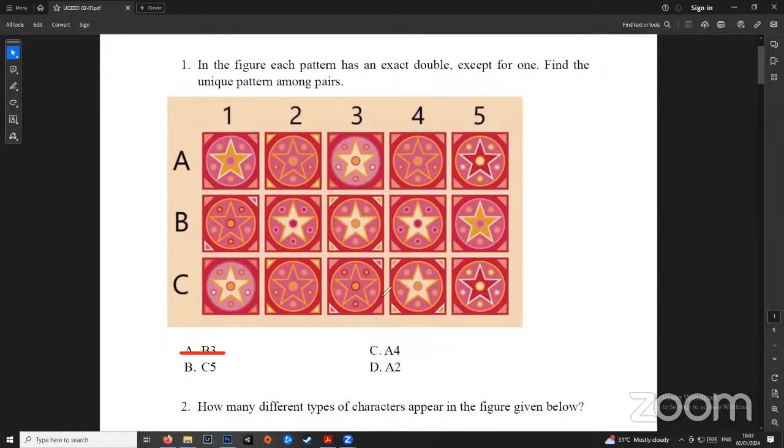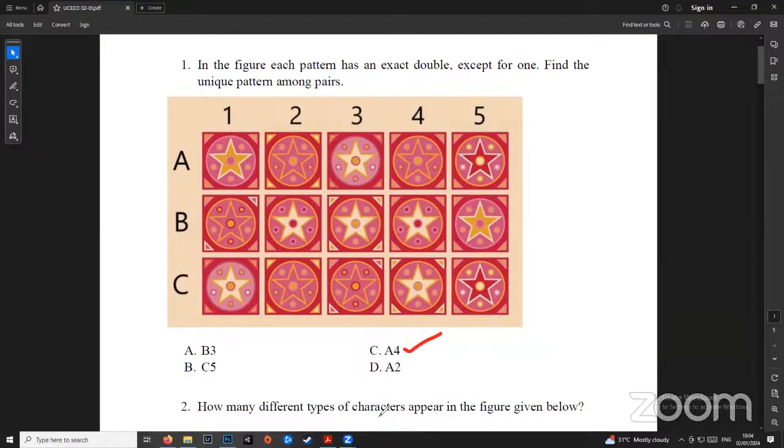Now let me look at A4. A4 is this, right? If I look at this, the center star looks similar, the circles look similar, but the corners do not look similar. Look at the corners. The corners don't look similar, right? Same thing if I look at this, these two are the same, but A4 does not have any similarity. So we would already get our answer, that the answer is A4, which is option C.